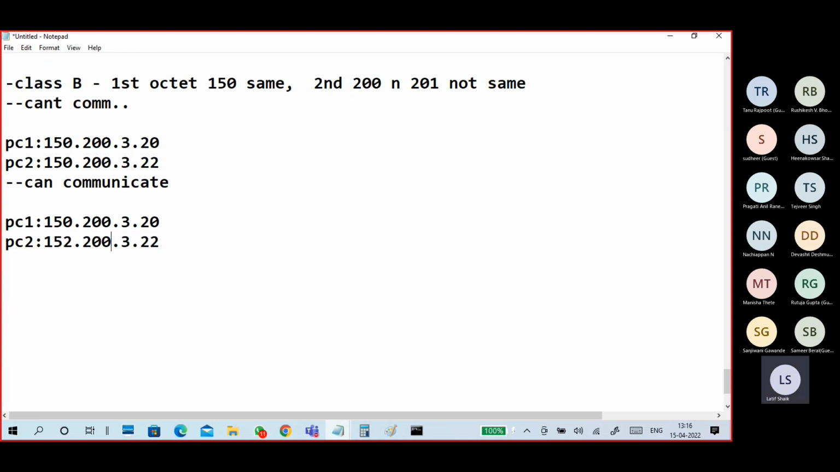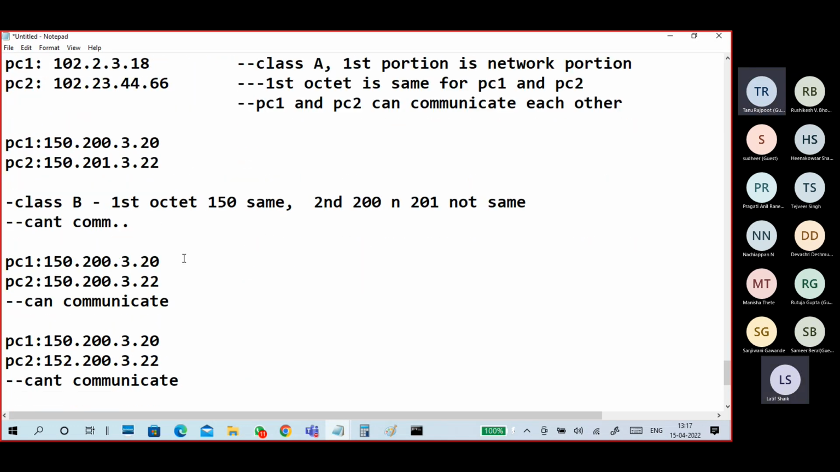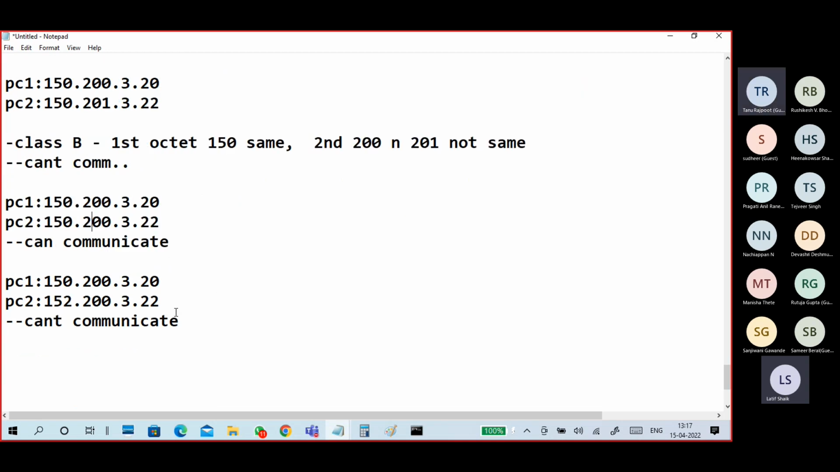Now tell me, can both communicate with each other or not? Not communicate. Why? First octet 150, here first octet 152. Different. Even though the second octet is same, the first octet is different. So compulsorily the network portion must be same, meaning first octet and second octet must be same. So that is your IP address.